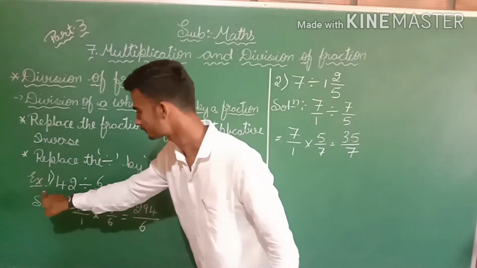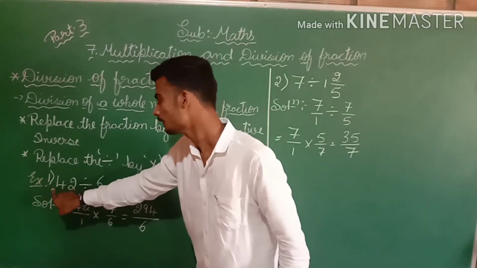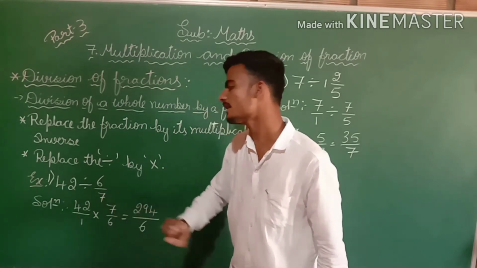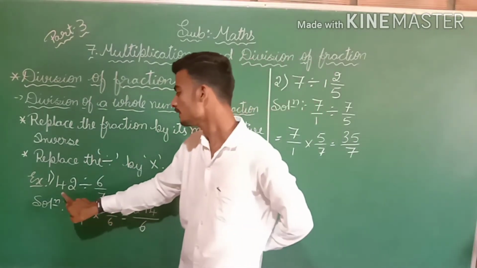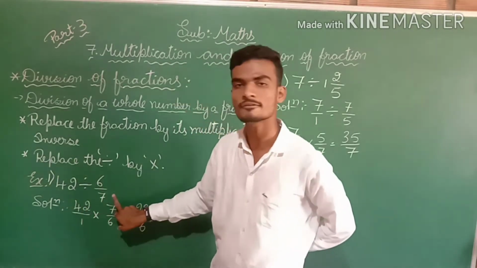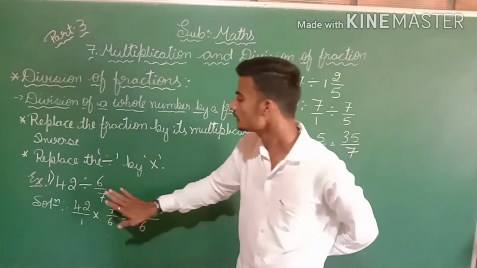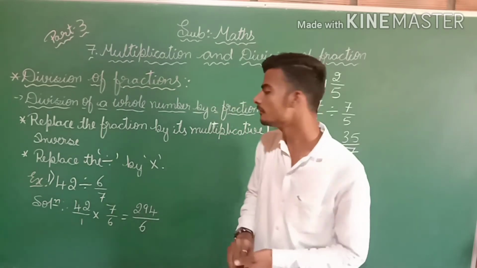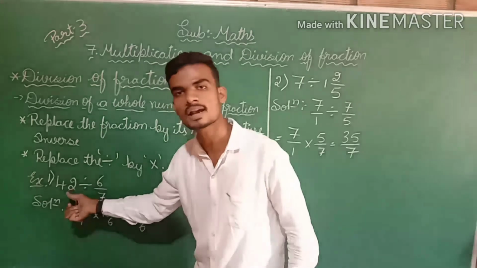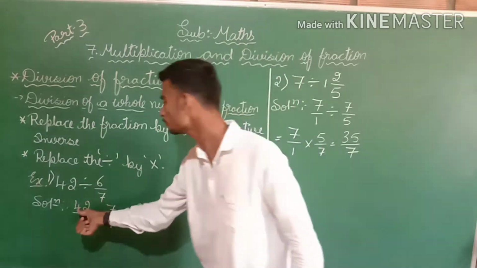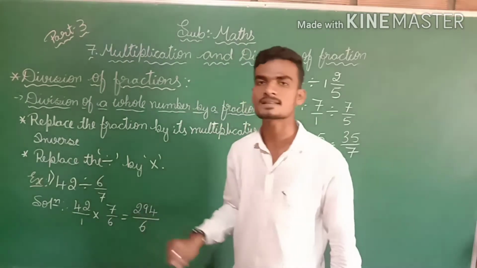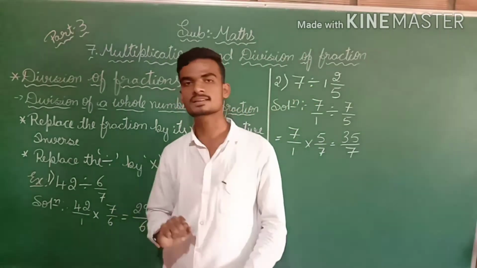See here, in this example 42 divided by 6 by 7. See here, one number is a whole number, then one is a fractional part. So if the problem arises like this, how will you write? First you have to make this whole number a fractional part. Okay, 42 by 1 into, here I have written 7 by 6. How have I written here 7 by 6?